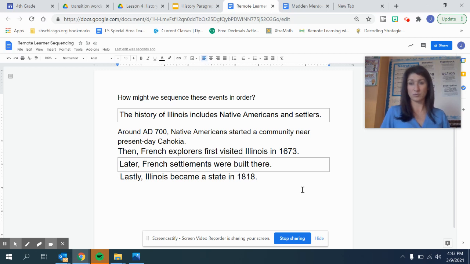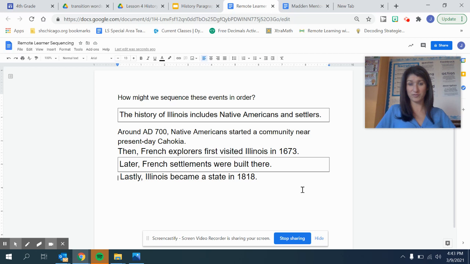And what is it that you notice? The history of Illinois includes Native Americans and settlers. Around AD 700, Native Americans started a community near present-day Cahokia. Then French explorers first visited Illinois in 1673. Later, French settlements were built there. Lastly, Illinois became a state in 1818.